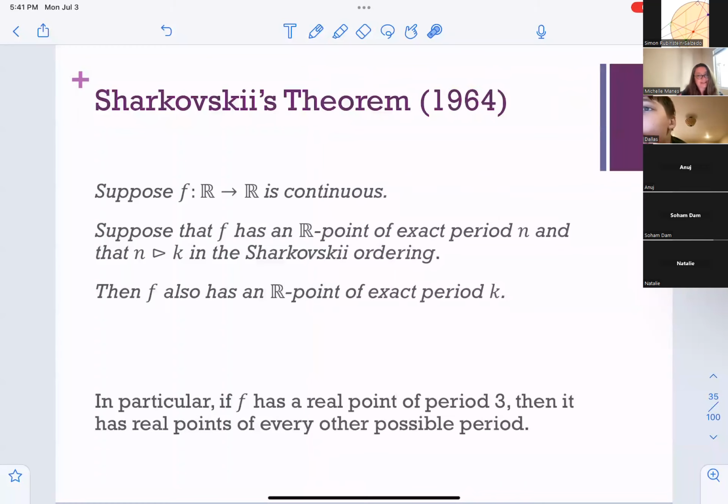So polynomials are continuous functions, but this is much more general, right? Just any function I can draw without lifting my pencil. The sine function, the cosine function, any nice smooth thing that I can draw. Suppose it has a real point of exact period n, and that n is bigger than k in the Sharkovsky ordering, then it also has a real point of exact period k, right?